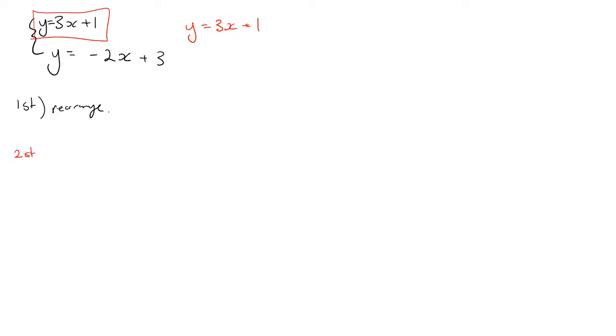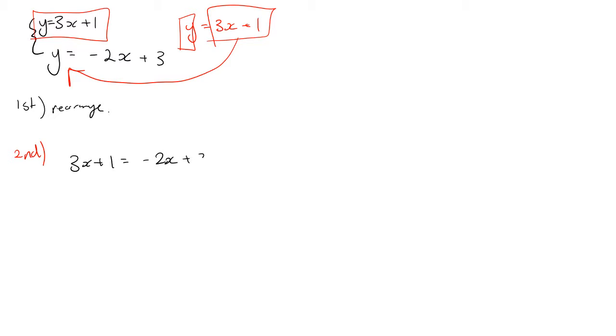Step 2, substitute y equals 3x plus 1 into y equals negative 2x plus 3. So if y is equal to 3x plus 1, we can substitute 3x plus 1 into here. So we get 3x plus 1 equals negative 2x plus 3. That's 5x equals 2. So x is equal to 2 on 5.